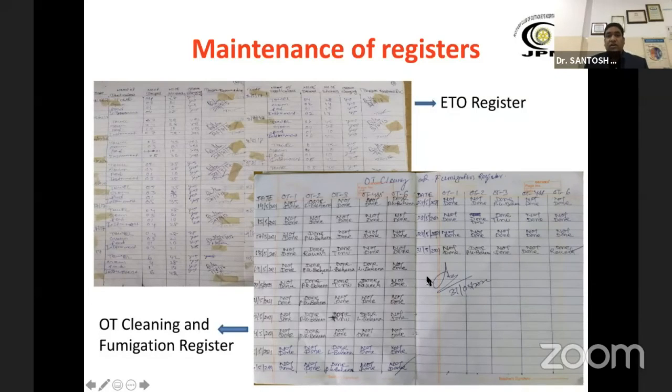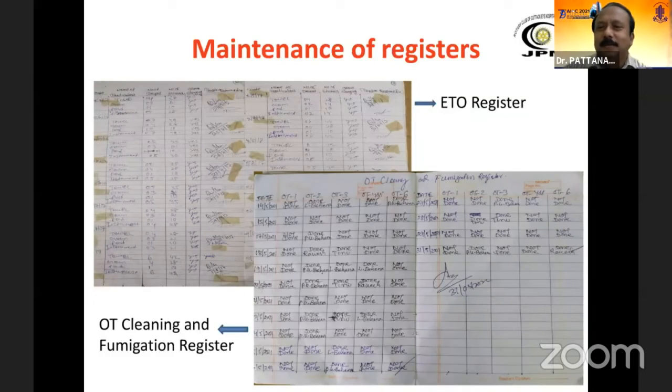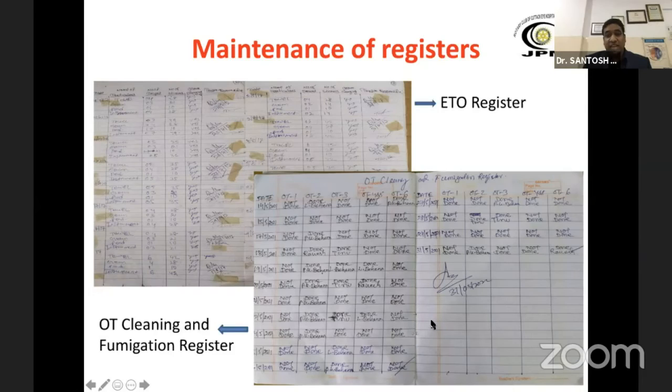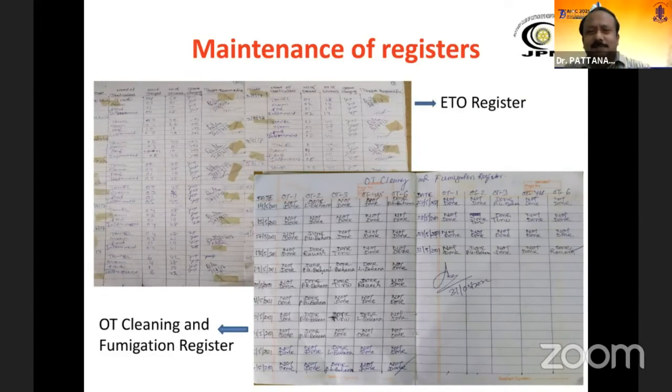Either weekly or monthly? No, that is to be done daily. On a daily basis they do it, but I countersign it every week. No, that is correct, but it is the surgeon's responsibility to verify that everything has been done properly on the same day. There is another paper which is being signed by each OT surgeon. Yes, inside the OT.